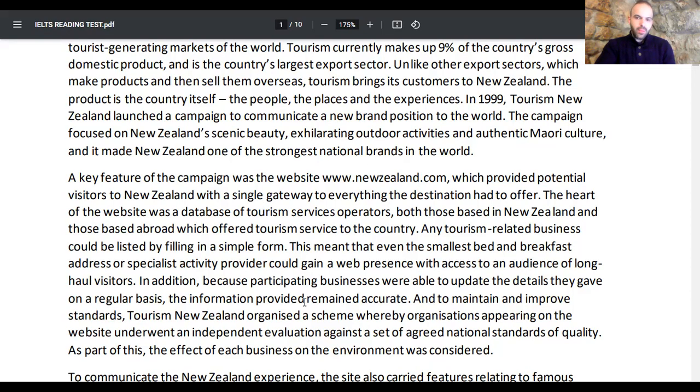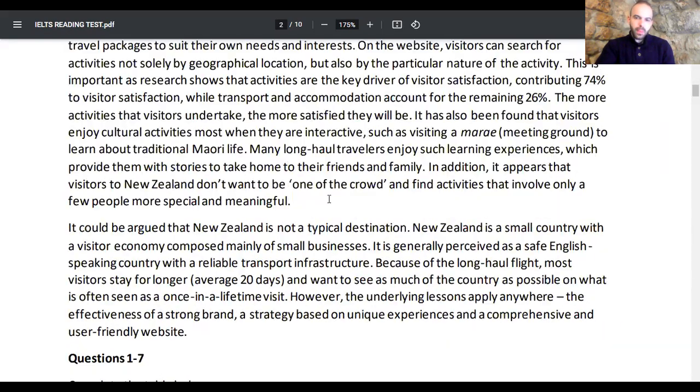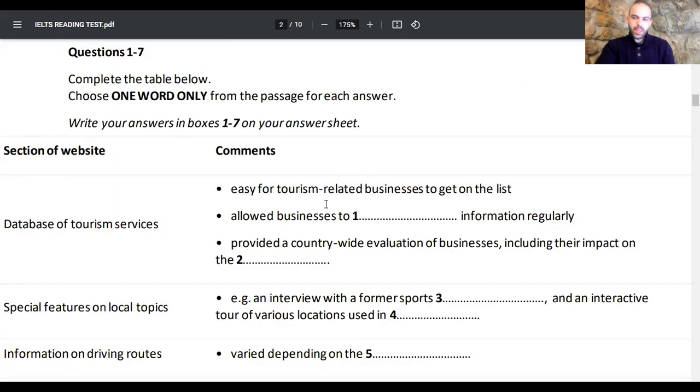So now I'm going to give you the answers for number 1 and number 2. The answer of number 1 is update, and that's the verb. And the answer of number 2 is impact on the environment. Sorry, number 2 is environment. Let me just give you an explanation.